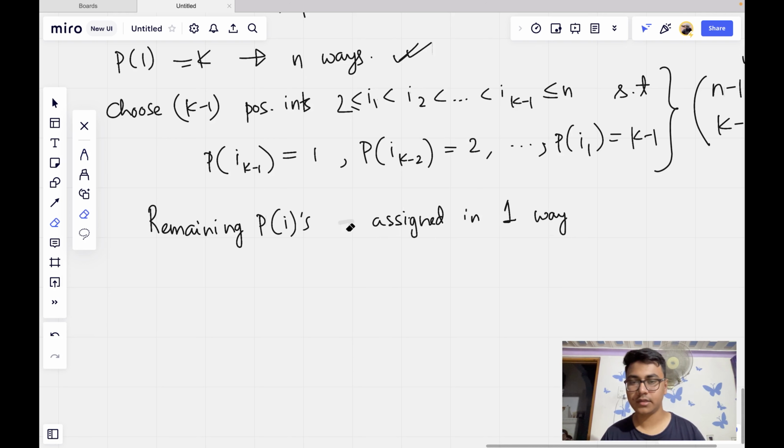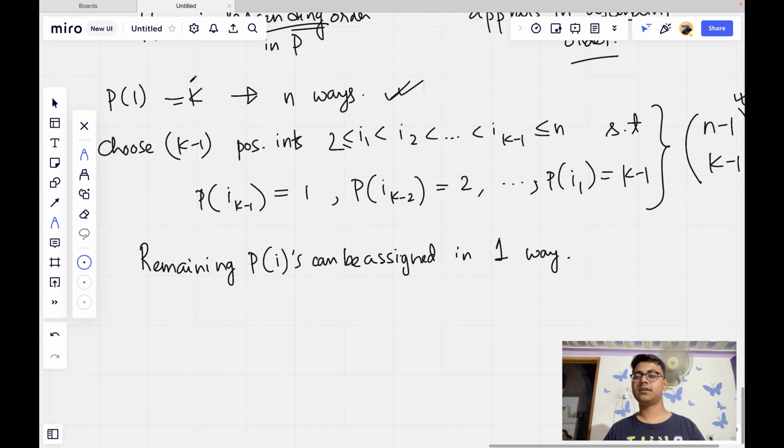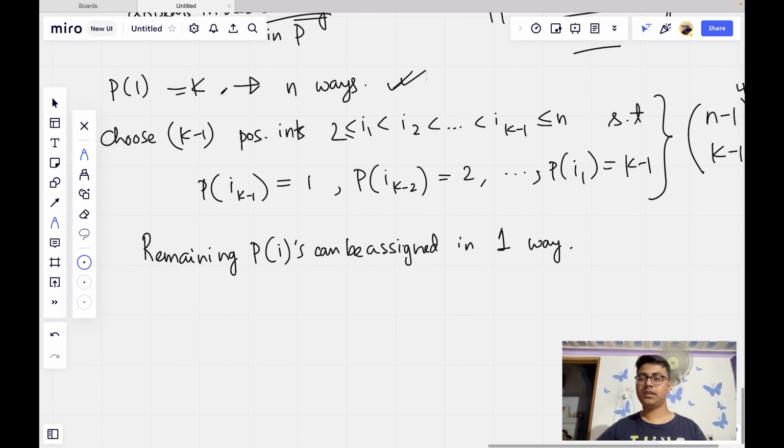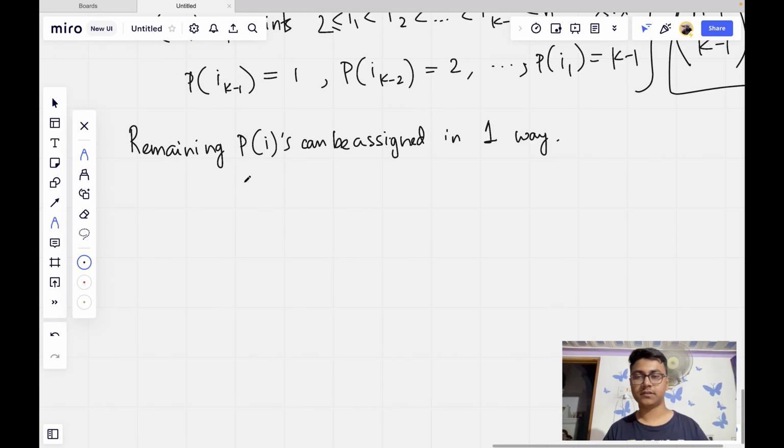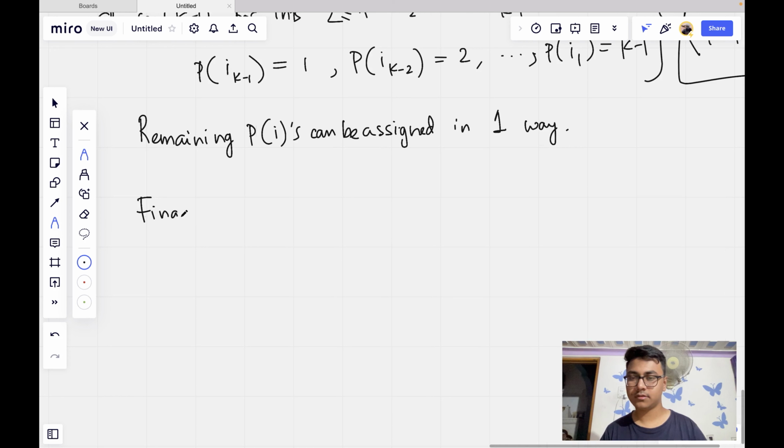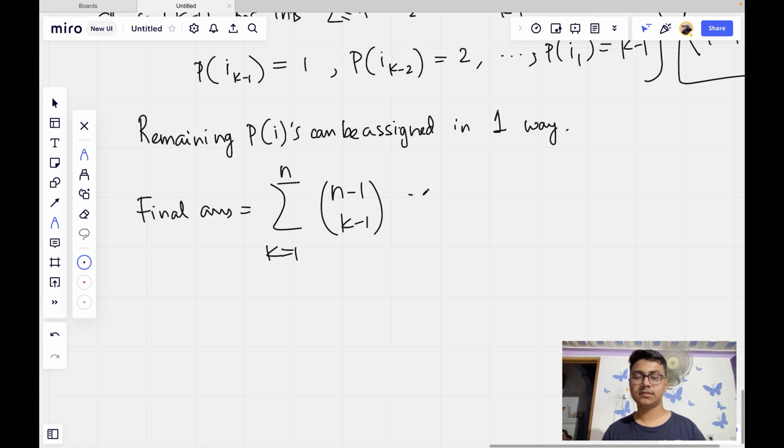Or instead of R assigned, it can be assigned in one way. So for each of these k's, the number of ways in which we can form the permutation is n minus 1 choose k minus 1. So our final answer is n minus 1 choose k minus 1. This is for just one k. Now, as we take k from 1 to n, this is our final answer.